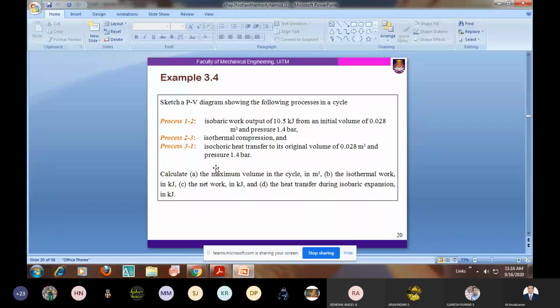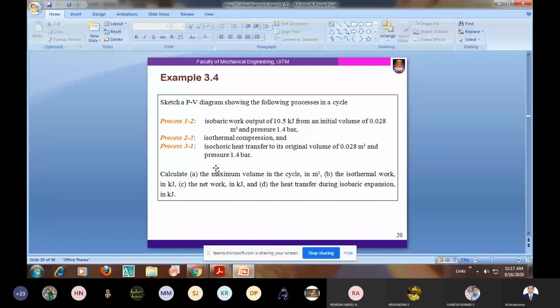We can draw the PV diagram. We need to calculate the volume of all the processes. Also, the second question, the isothermal work. So we need to calculate the work of all the processes, for the isothermal process alone. Then we need to calculate the net work. That is, if you calculate all the work, we can add all the work together to get the net work.